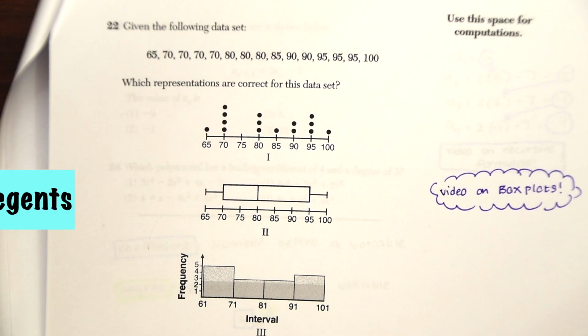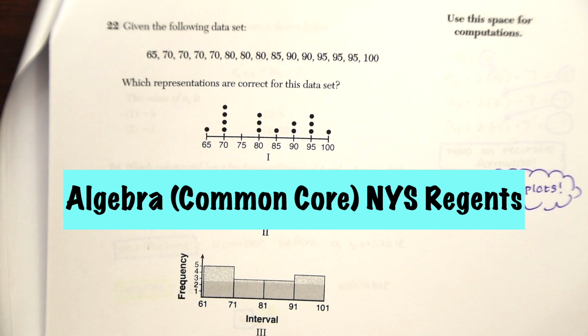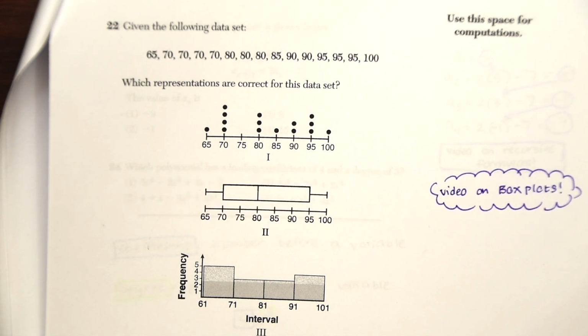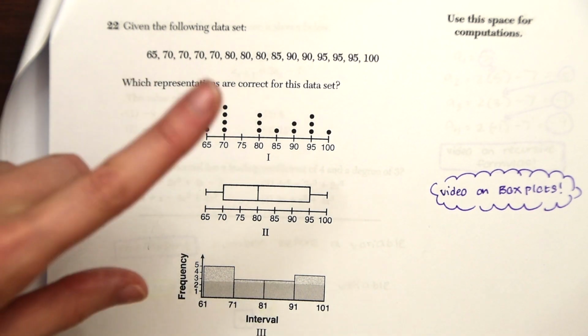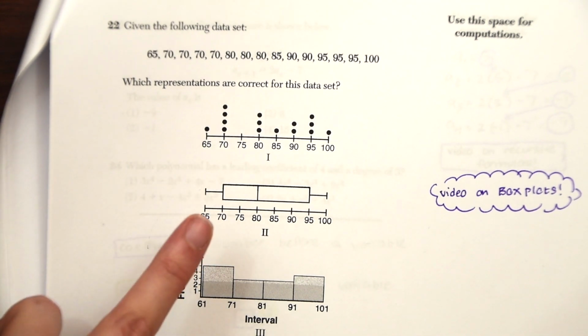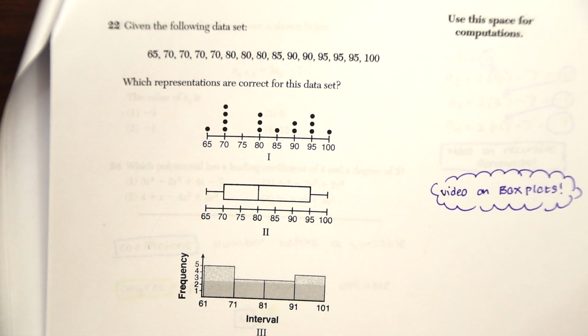This video is going to help you pass the Algebra Common Core Regents. So we're doing this one question at a time. Here is question 22. Given the following data set, and then we have all these numbers, which representations are correct for this data? So first we have a dot plot, then we have a box and whisker plot, then we have a histogram. So let's go one by one and see what is a correct representation of this data.